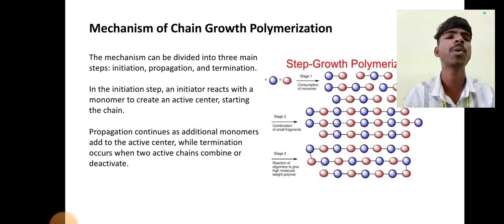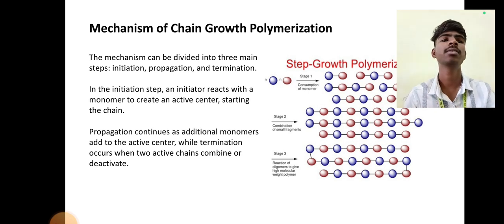Mechanism of chain growth polymerization. The mechanism can be divided into three main steps: initiation, propagation, and termination. In the initiation step, an initiator reacts with a monomer to create an active center, starting the chain. Propagation continues as additional monomers add to the active center, while termination occurs when two active chains combine or are deactivated.